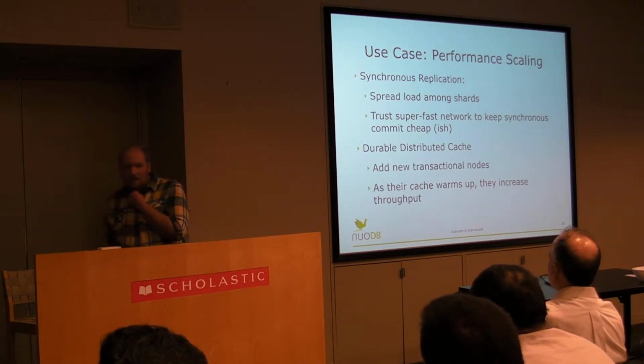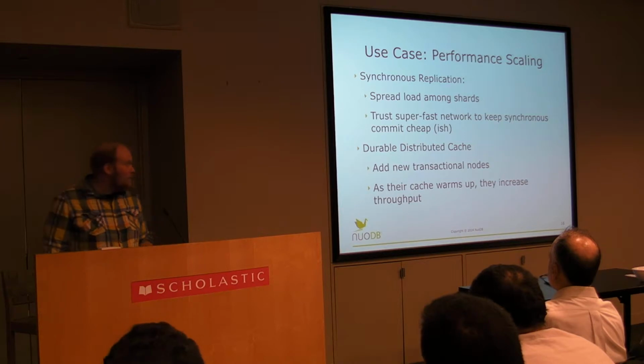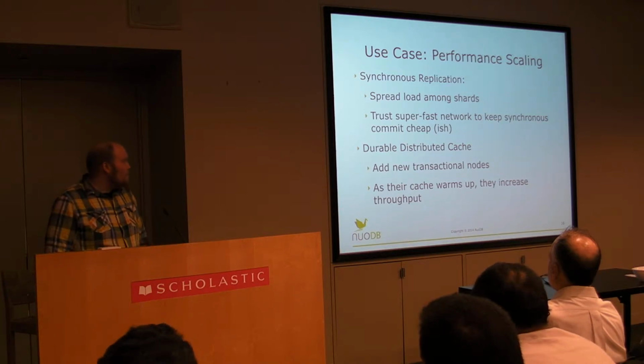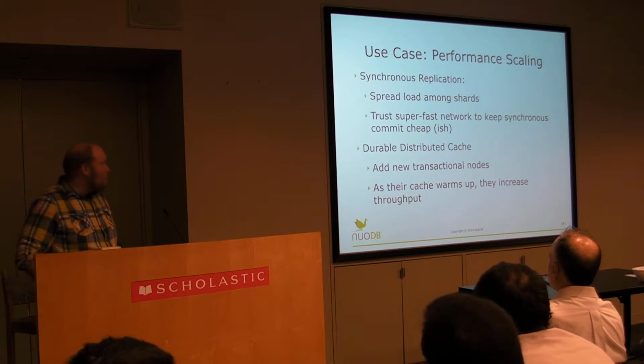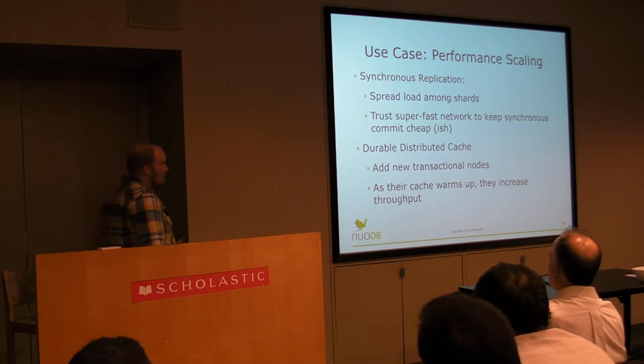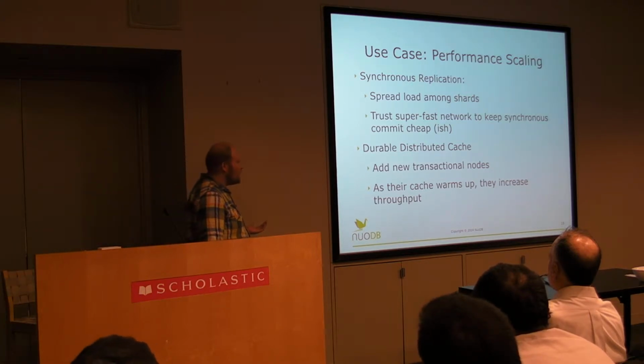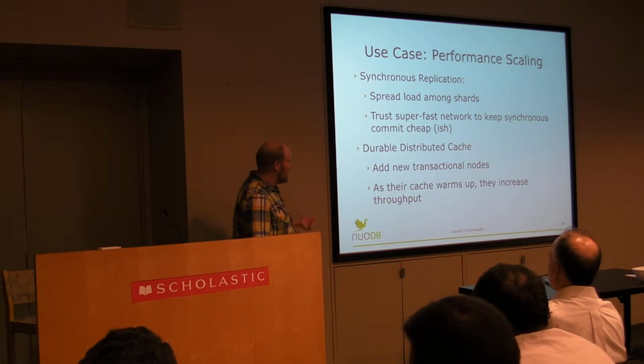So if you're doing reads, there's no locks. If you're doing writes, then it should be reasonably cheap as long as your network and atomic clocks are in sync. With a durable distributed cache, if what you have isn't fast enough, you can just keep adding new transactional nodes to spread load amongst it.